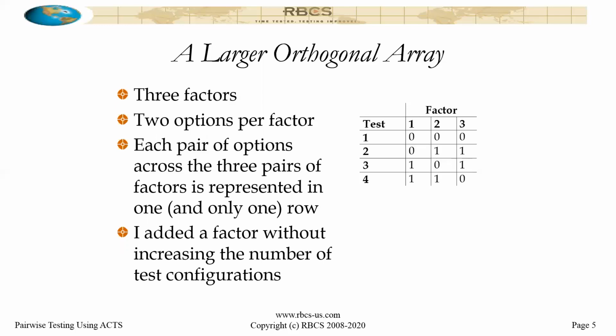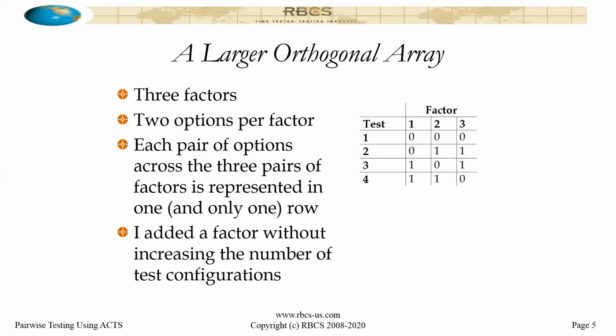So you might say, well, 2 to the third is 8. There's 8 possible combinations. And that's true. There are 8 possible combinations. But remember, we're not going down the brute force exhaustive testing primrose path, because that leads to madness and infinite tests. We're just trying to test the pairs. So we want to make sure that with the pairing of factor 1 with 2, the pairing of factor 1 with 3, and the pairing of factor 2 with 3, every possible pair of options is represented.